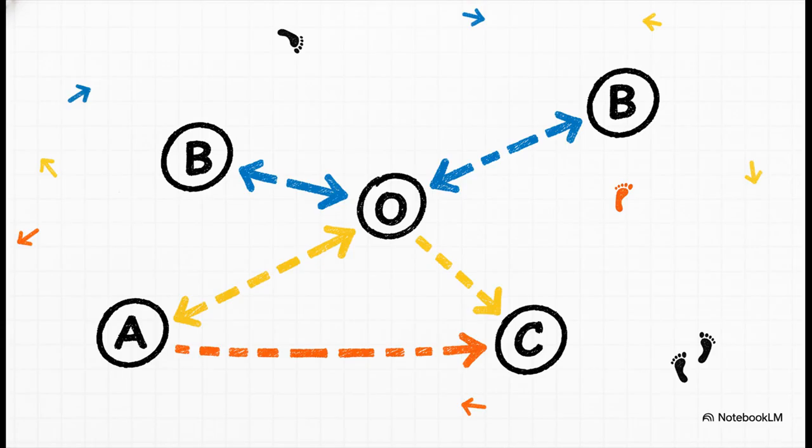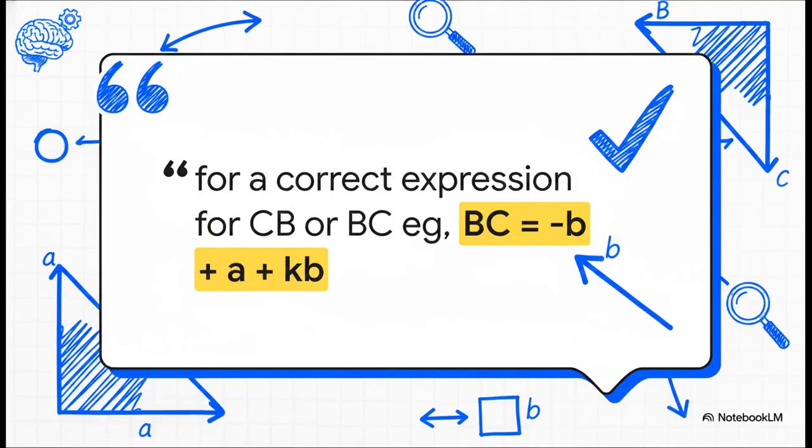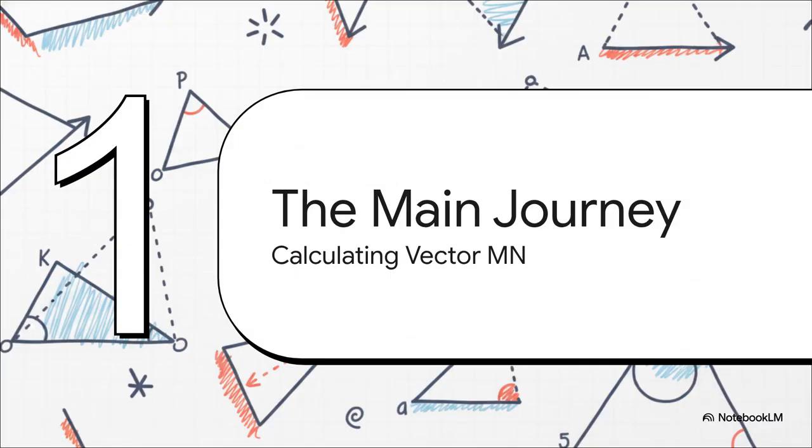So a great path to take is from B to O, then from O to A, and finally from A to C. This means we're going backwards along vector B, which makes it negative B, then forwards along vector A, and finally forwards along KB. And check this out. This is straight from the official mark scheme. It confirms that writing down the expression BC equals negative B plus A plus KB is the perfect first step. It gets you a mark straight away. That tells the examiner, yep, this person knows what they're doing. Awesome. So we've got BC sorted.